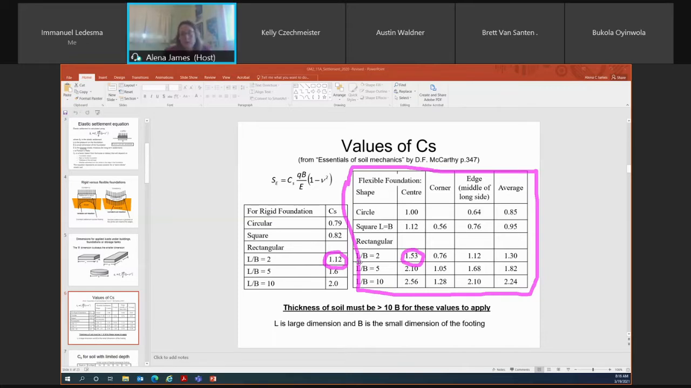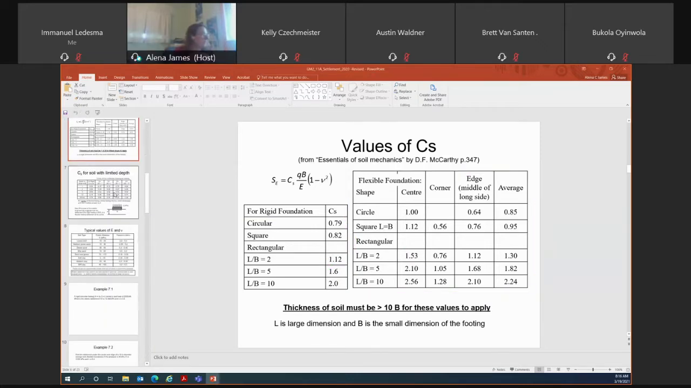Any questions on how you would use this table to determine your factor for either a rigid or flexible footing? Yes, you would just simply do a linear interpolation if you had an L over B of 3. Correct.